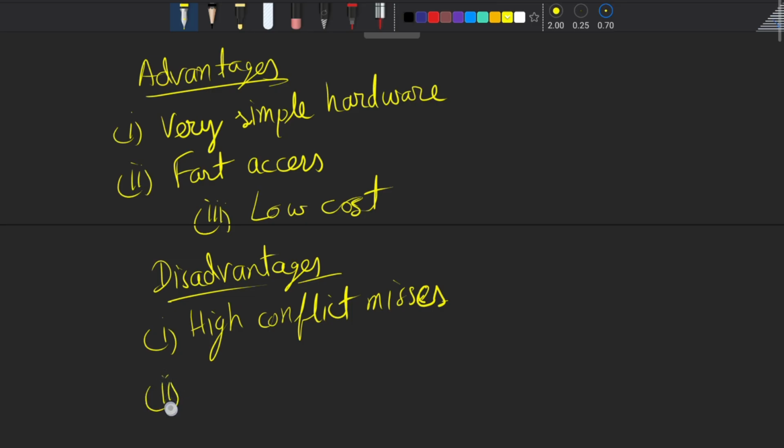And this also leads to poor cache utilization, because even when we have empty cache lines, that is empty storage in cache memory, we still have to replace the data which has already been stored in cache memory to store another new data. So direct mapping also leads to poor cache utilization.